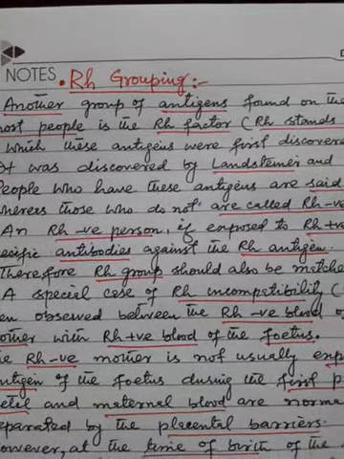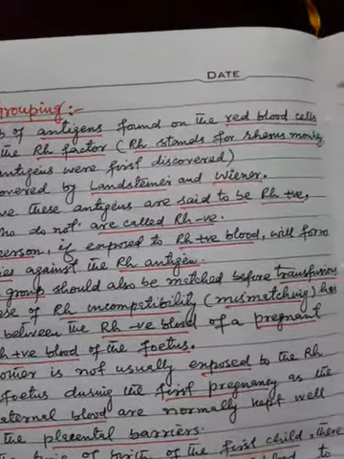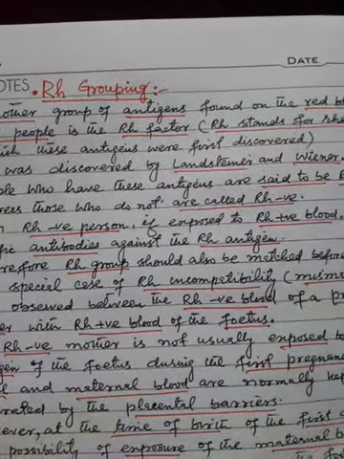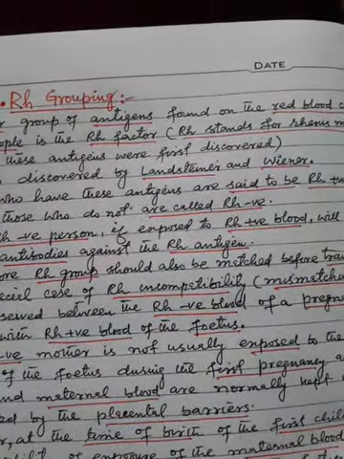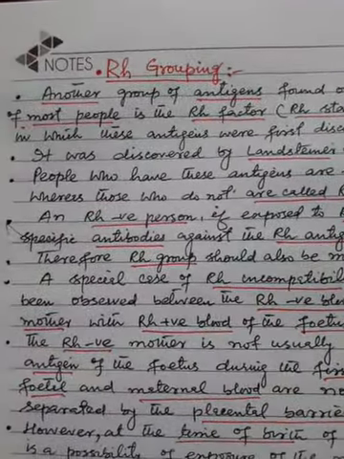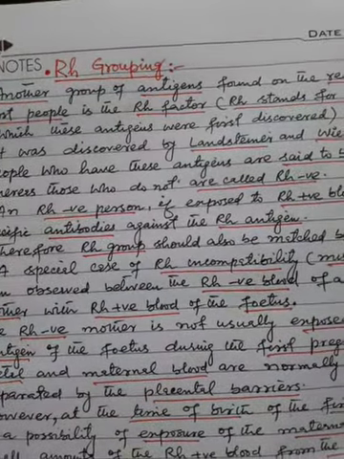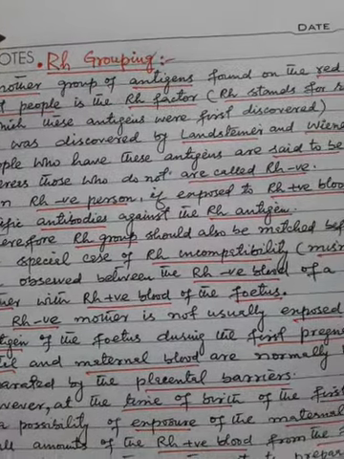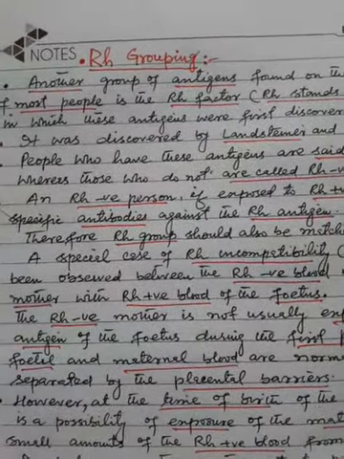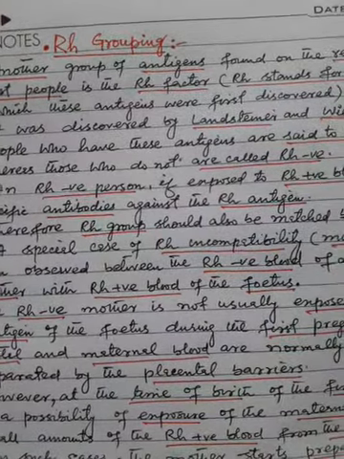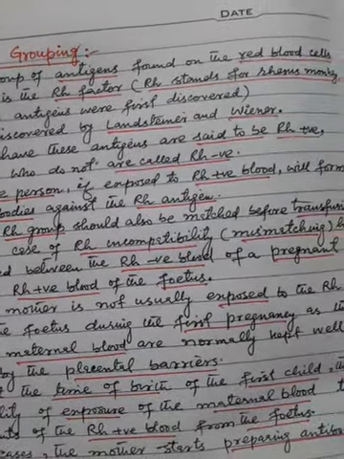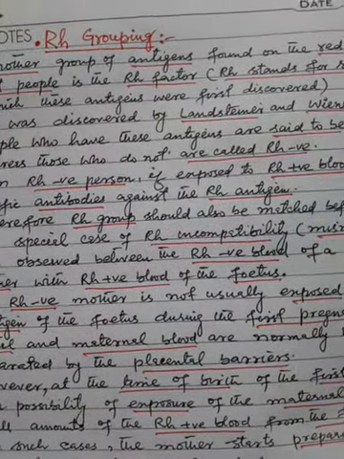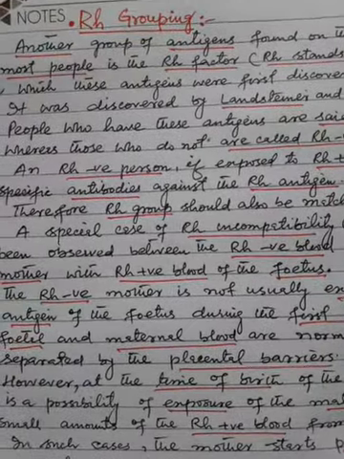Another group of antigens found on the red blood cells of most people is the Rh factor. Rh stands for rhesus monkey, in which these antigens were first discovered. It was discovered by Landsteiner and Wiener. People who have these antigens are said to be Rh positive, whereas those who do not are called Rh negative.